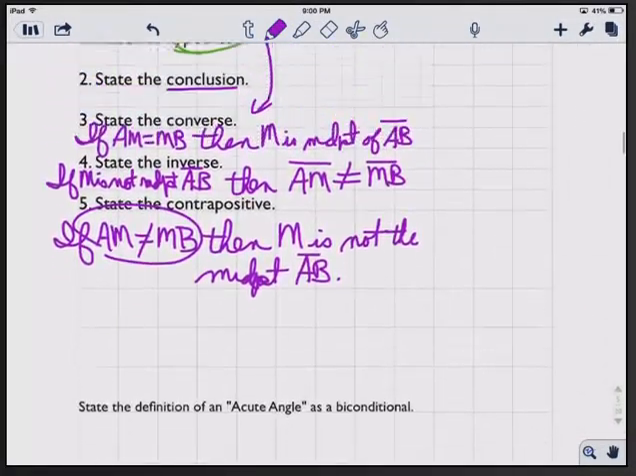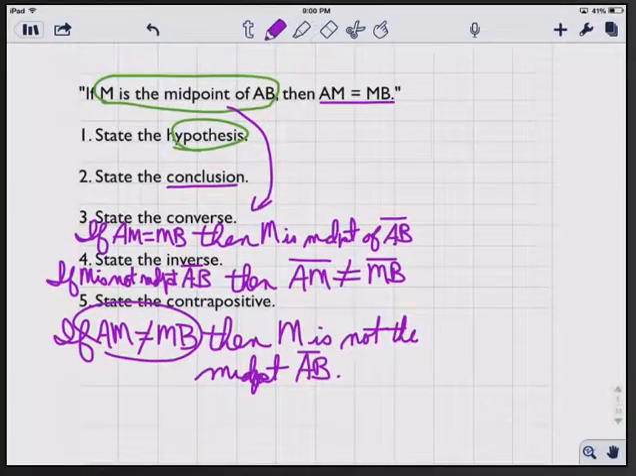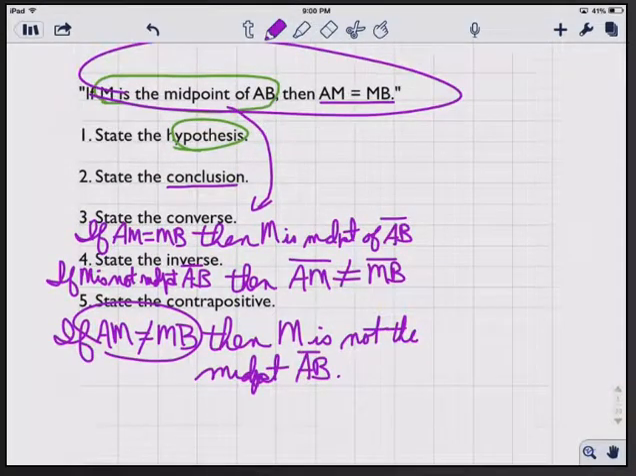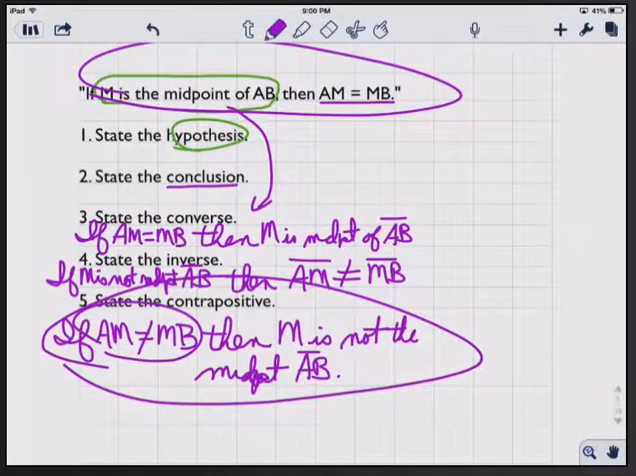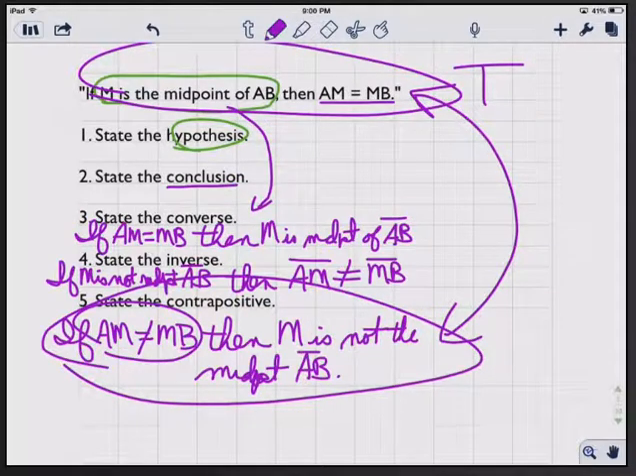Okay, and just as a note, the original statement and the contrapositive are logically equivalent. That means if the original statement is true, which in this case it is, if M is the midpoint of segment AB, then AM is equal to MB, the contrapositive has to be true. And the converse and the inverse are also logically equivalent.